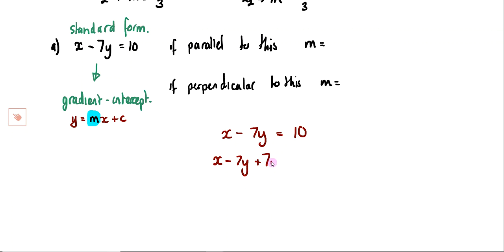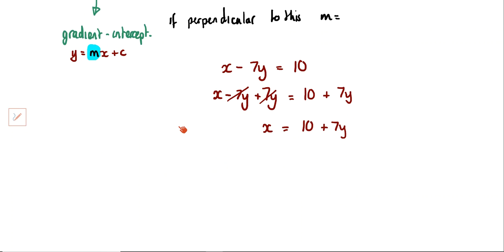Well, if we add 7y to that side, we eliminate it from there, right? And then we have 10 plus 7y on the other side. So we have x equals 10 plus 7y. Okay? Good start. Still not what I need, but it's a good start. What can I do now? Go on. Subtract 10. Good. Like it. Let's subtract 10 from both sides. And I get x subtract 10 equals 7y.